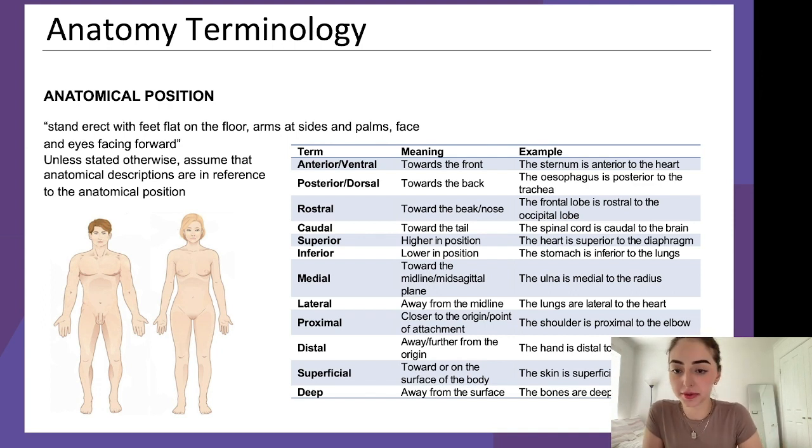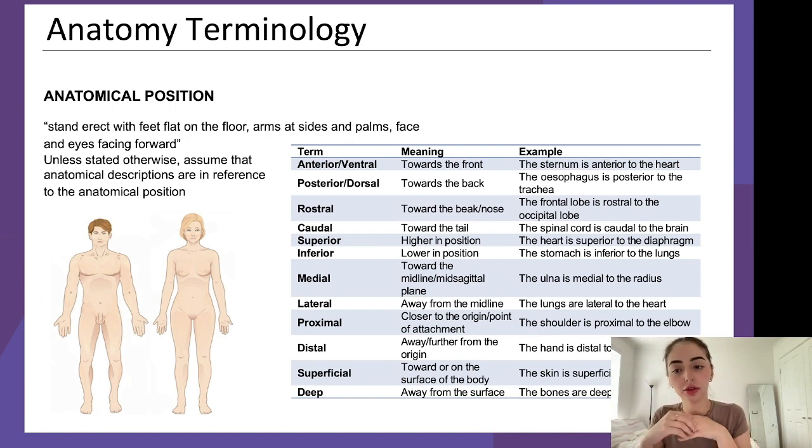Starting with anatomical position. Anatomical position is a state of the body where you stand erect with feet flat on the floor, arms at the sides, and palms and eyes facing forward. So imagine a body on a table. It's facing up, okay, its back's to the table, and its chest is up to the sky. Everything's facing forward, including the palms, okay? They're laying down with their palms facing up as well, okay? As you can kind of see here, the palms are facing up.